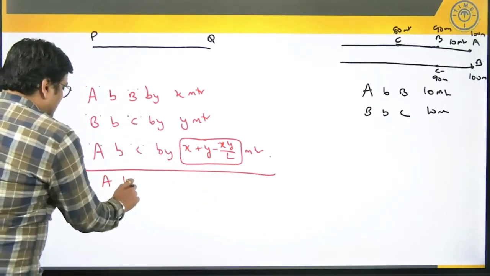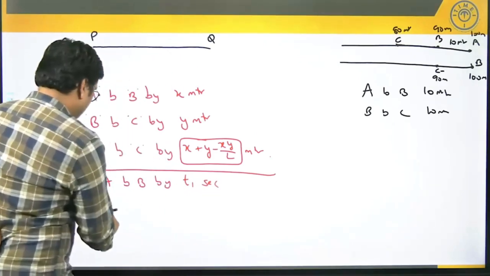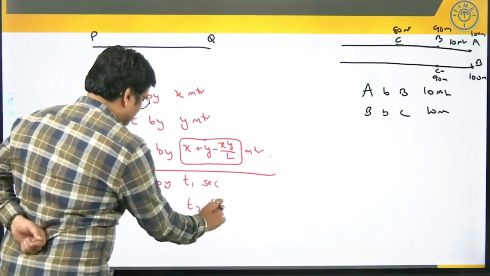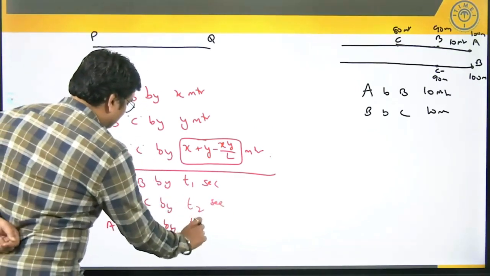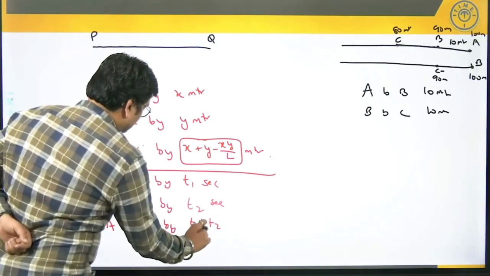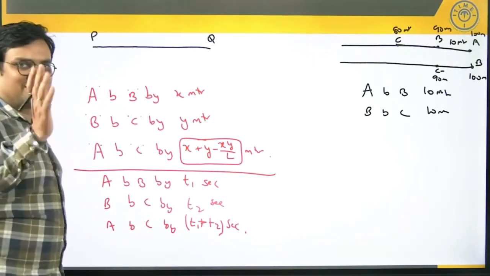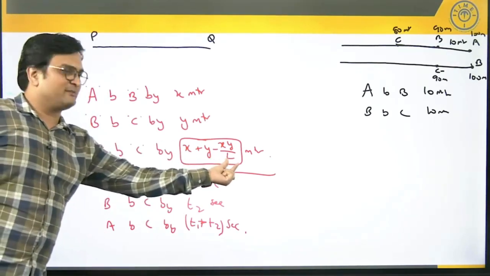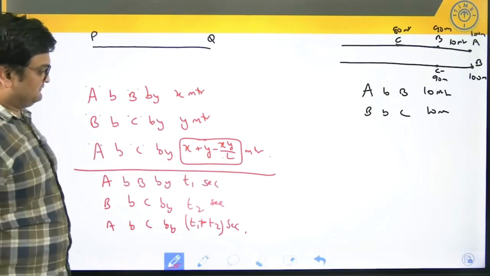Similarly, if I say A beats B by t1 seconds, B beats C by t2 seconds, then A beats C by simply its sum, t1 plus t2 seconds. So in case of time you can simply add, but in case of distance you cannot simply add. There is one more factor that will come in, x into y by L. Alright, you can please make a note of it.